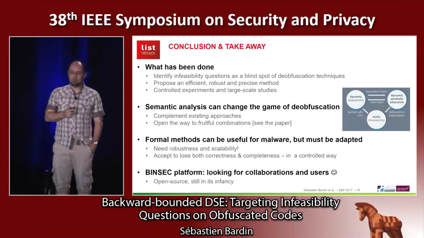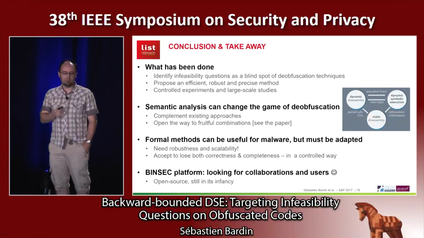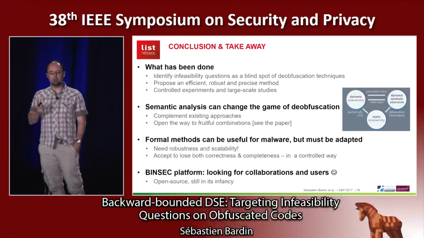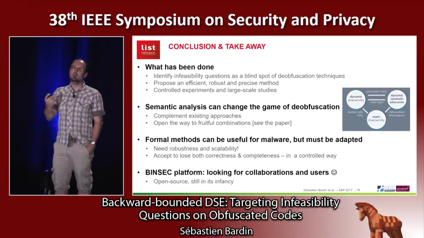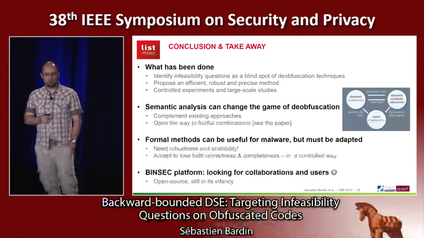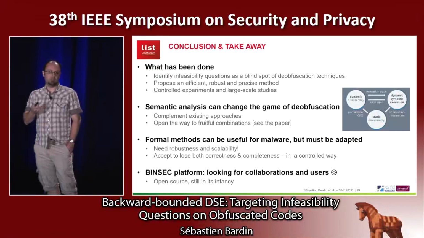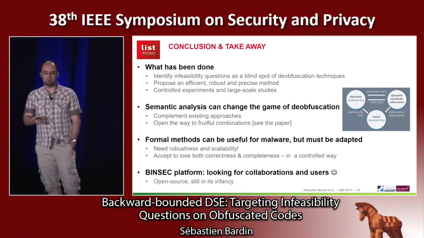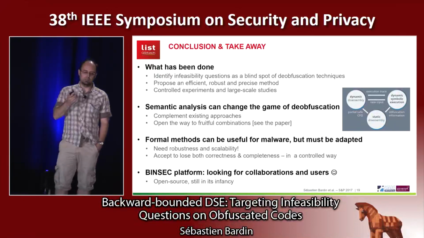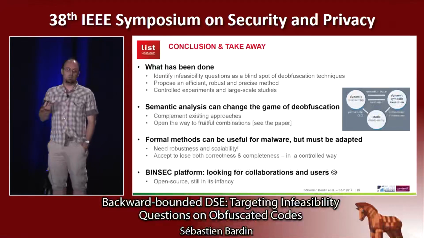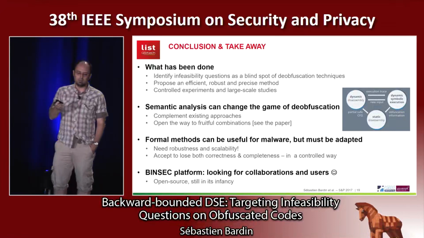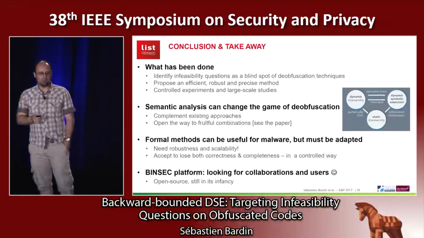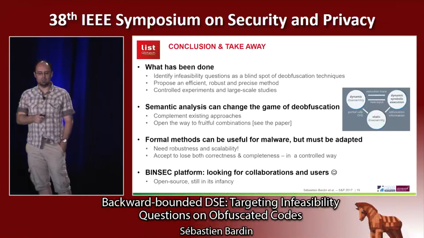We think that semantic analysis can change the game in obfuscation as it complements existing approaches, and it opens the way to a fruitful combination between static, dynamic, and symbolic. It turns out that formal methods can be useful for malware, which might be strange considering how complex it is, but they must be strongly adapted. You need robustness and scalability. In our case, we achieve this by accepting to lose both correctness and completeness, but in a very controlled way. And these results have been implemented into the BINSEC platform, and we are looking for collaboration and users.